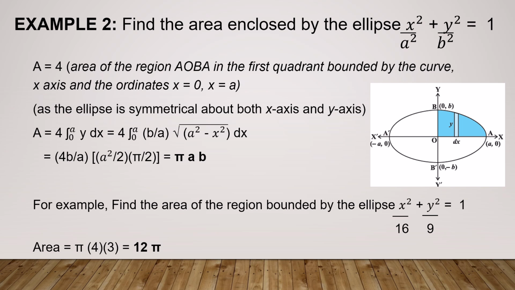So directly, suppose you want to find the area of the region bounded by the ellipse x square by 16 plus y square by 9 equal to 1, means your a is 4 over here and b is 3. So it will be pi into 4 into 3, which is 12 pi.